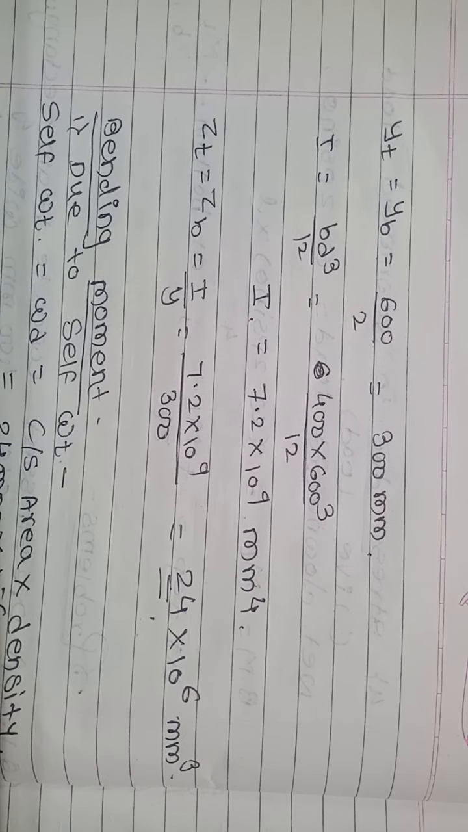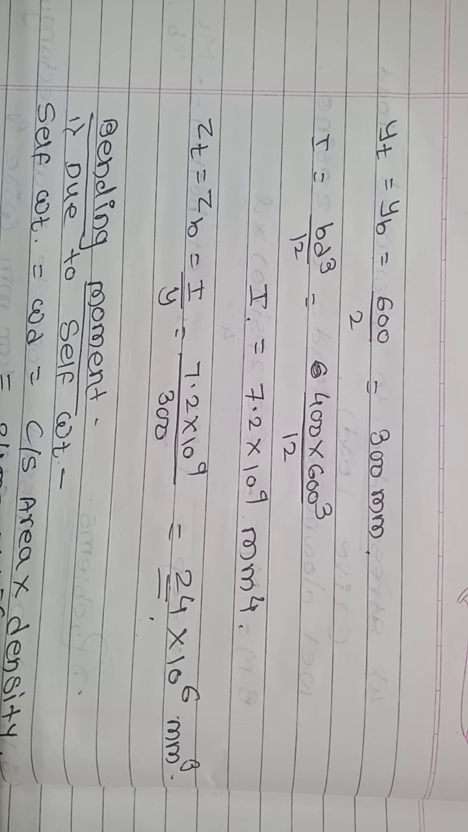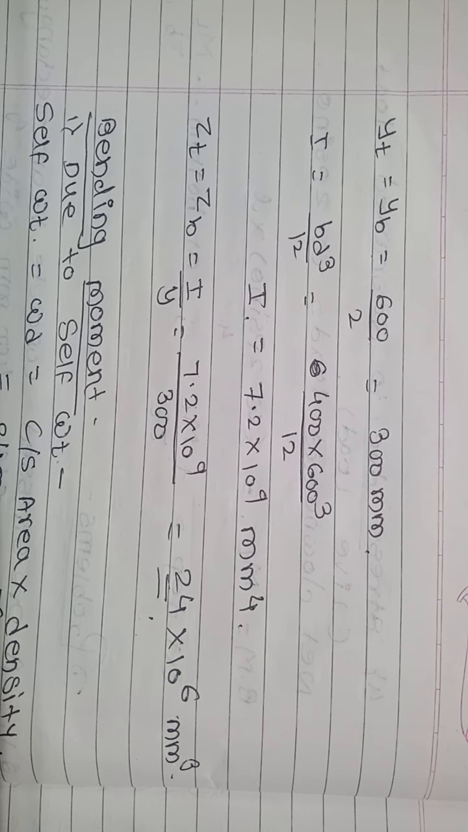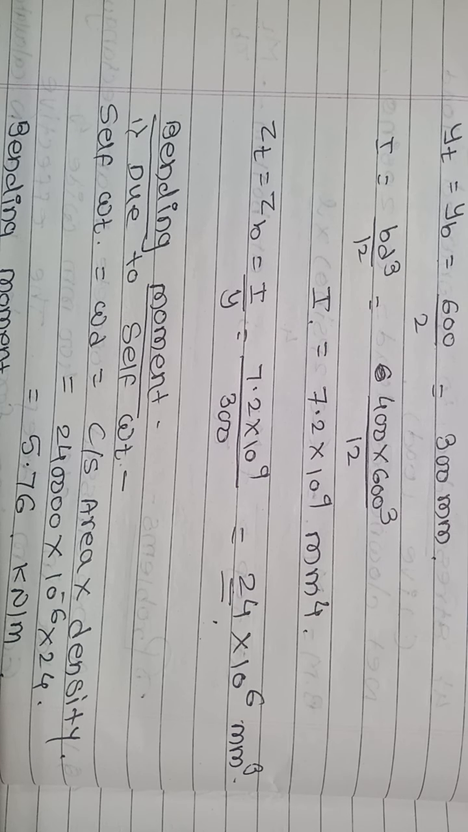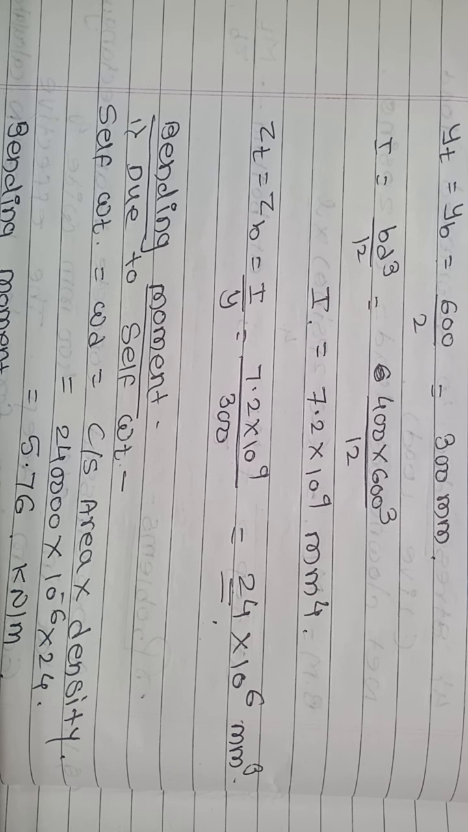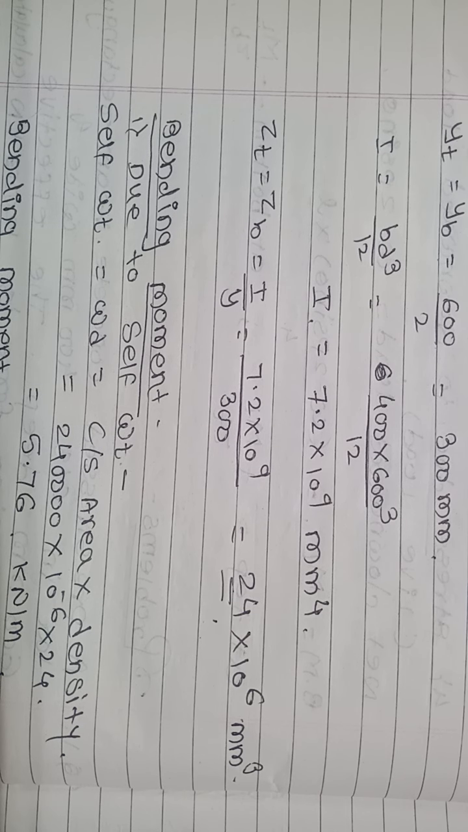Now find I, that is moment of inertia for rectangular beam, is BD cube upon 12. That's why 400 into 600 cube divided by 12, we got moment of inertia for rectangular section is 7.2 into 10 raised to the power of 9 mm raised to 4.